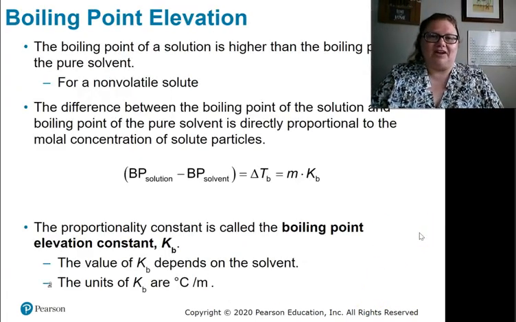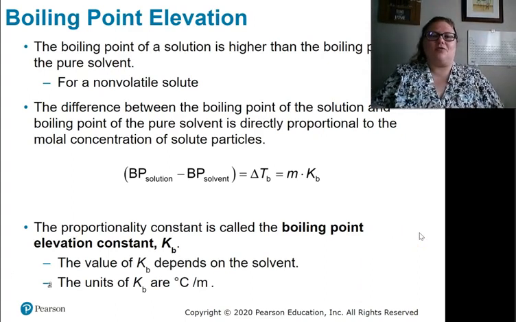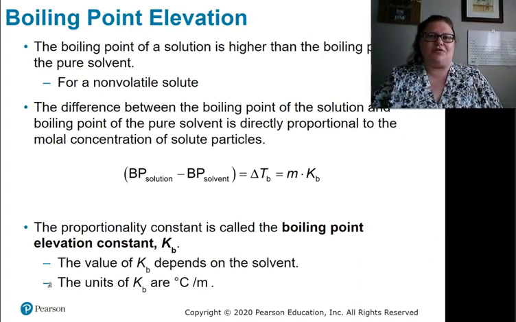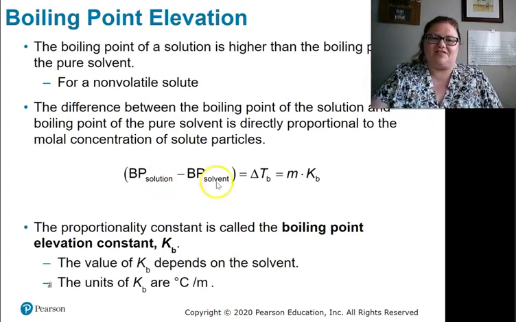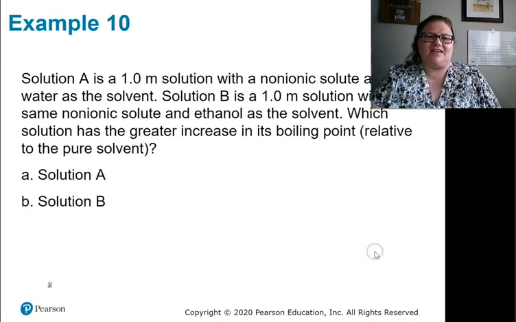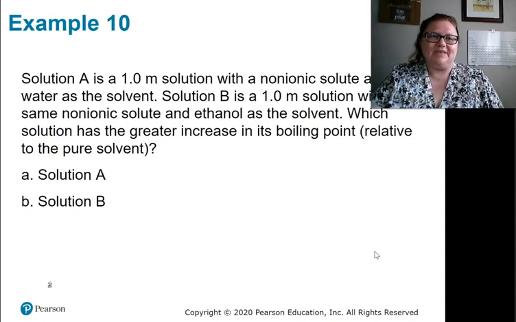Okay, boiling point elevation, we're almost done. So instead of freezing, now we're boiling. We add components to our pure solvent, and it changes the temperature at which that solvent can boil. You see a very similar looking equation here. Let's take a look at example 10.